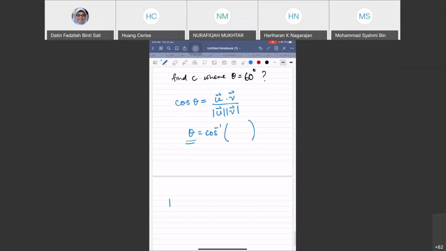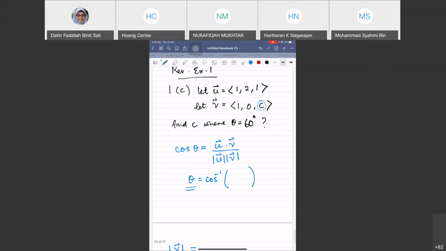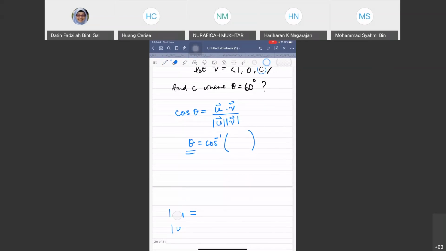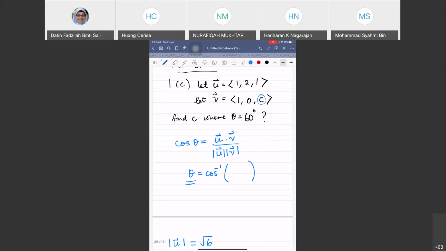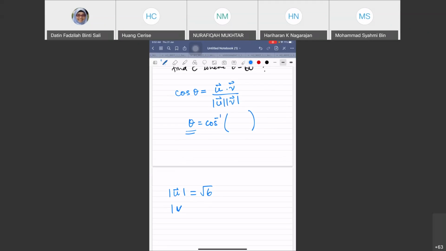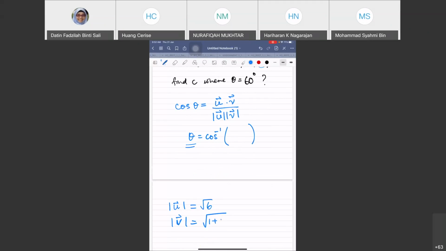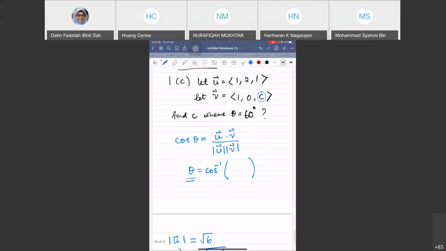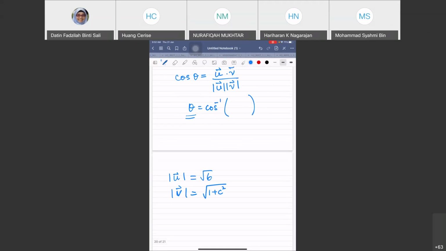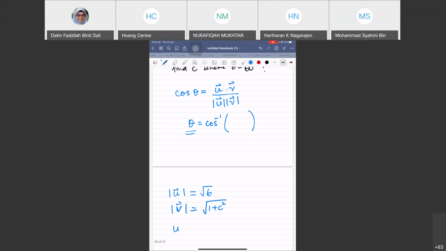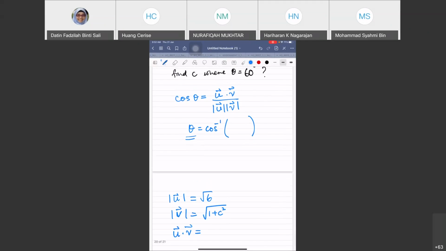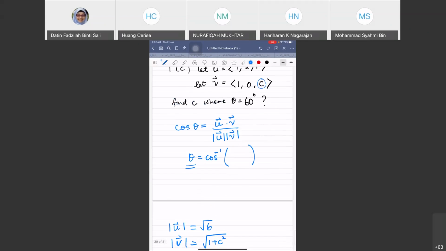Okay, what is your magnitude for u and v? u is square root 6. Okay, 2 squared, 1 squared, 1 squared, that is 6. v is square root of 1 plus c squared, isn't it? Yes. And then u dot v is 1 plus c, right?